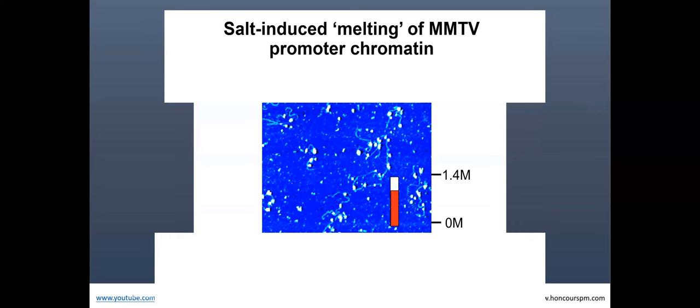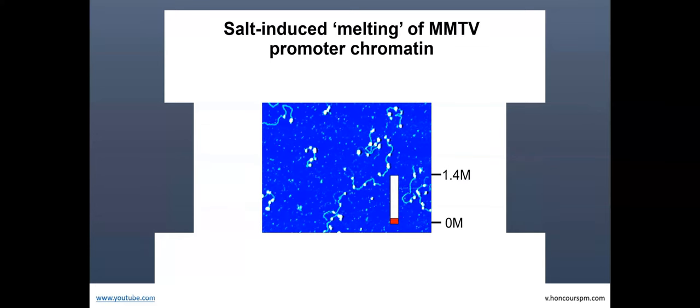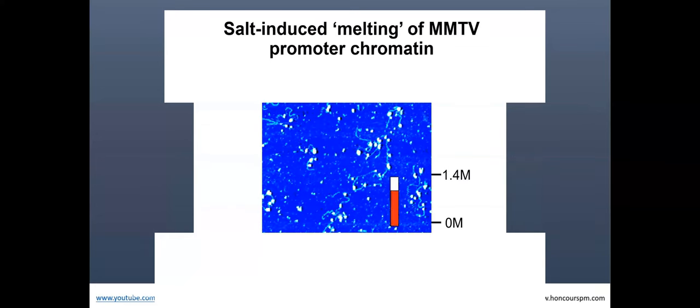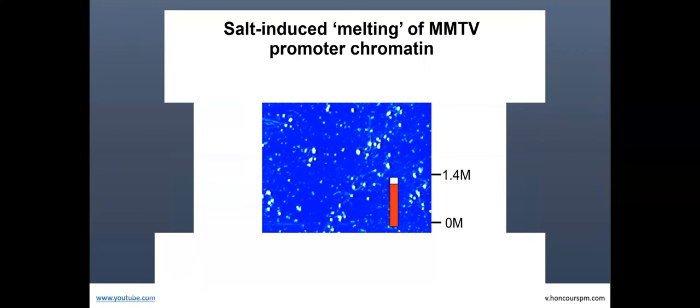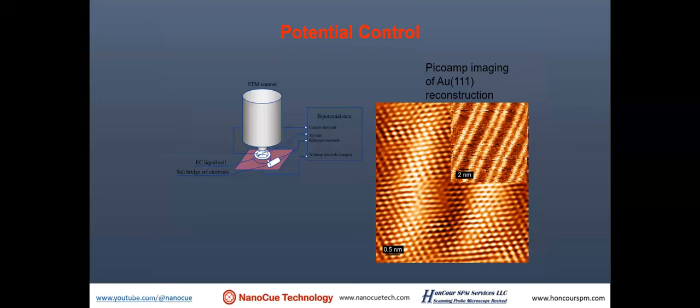This is data by Stuart Lindsay's group, and this is a melting of DNA complex when we inject salt water. This is a potential control, observing the sample using a scanning tunneling microscope. Here, the gold 1-1-1 surface was experiencing a reconstruction when we control the potential of the sample. And you can see in the upper right corner, in a large area scan, these herringbone structures.